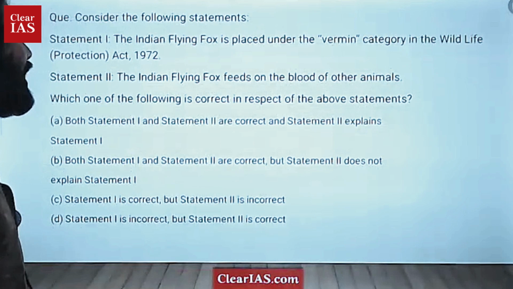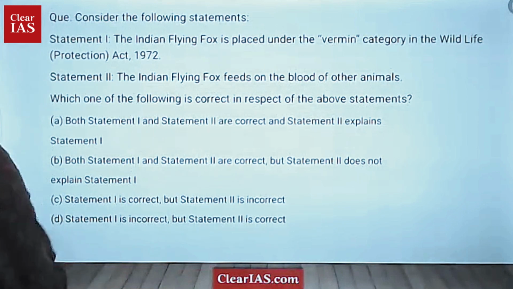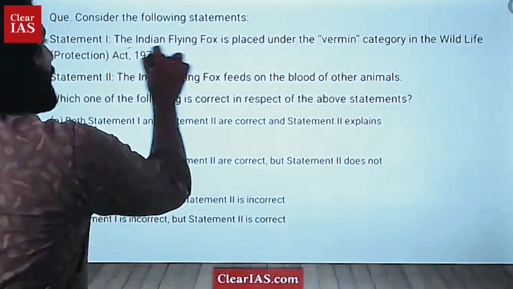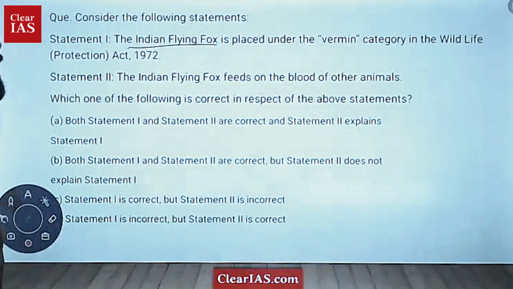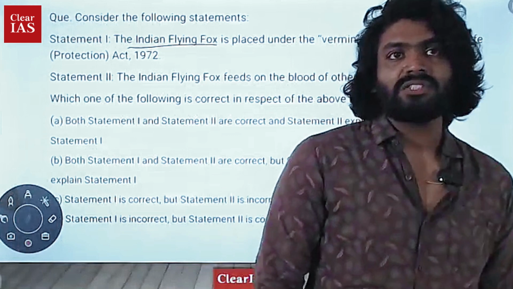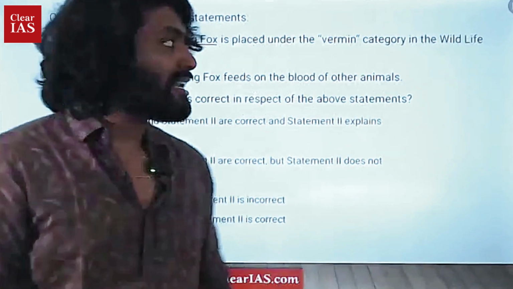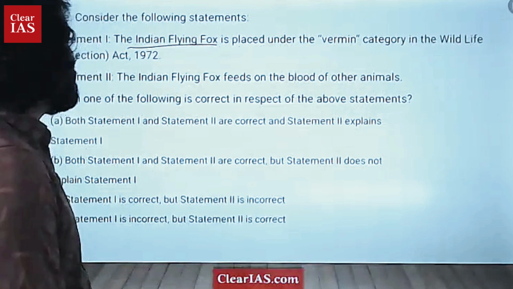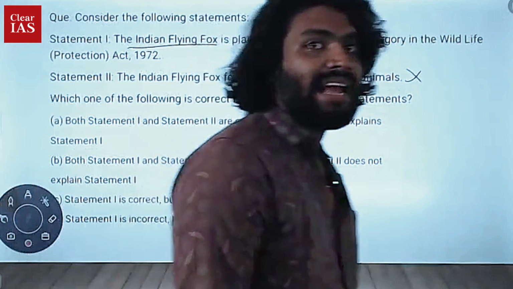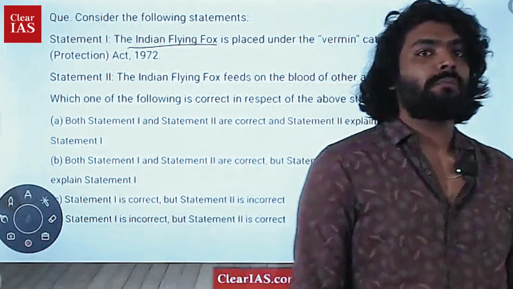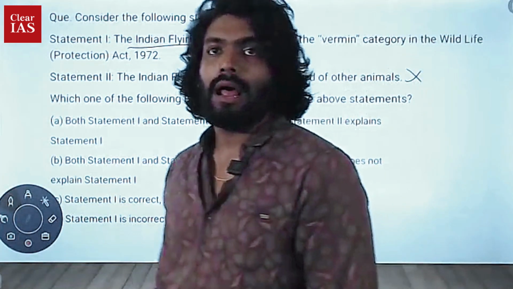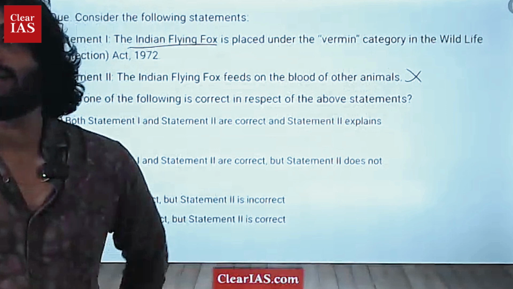And the second statement, Indian flying fox feeds on the blood of other animals. This potentially could be a controversial question because in this statement, the Indian flying fox is placed under the vermin category in the Wildlife Protection Act. Currently, there is no such category as vermin. So potentially this statement could be wrong, but at the same time, the second statement is automatically wrong. Because flying fox is actually misconceived as something that feeds on the blood of other animals. Actually, they are frugivores, that is, they eat fruits only. They are actually misconceived as drinking blood from other animals.